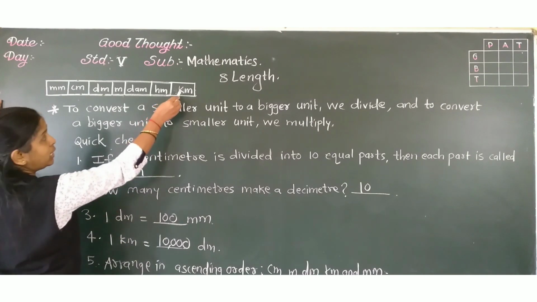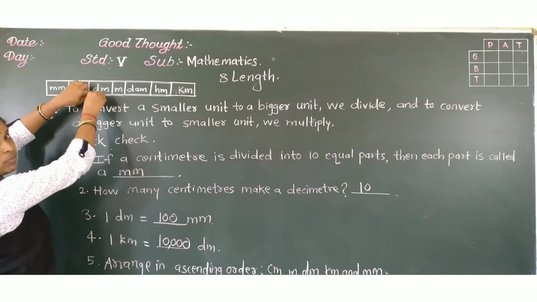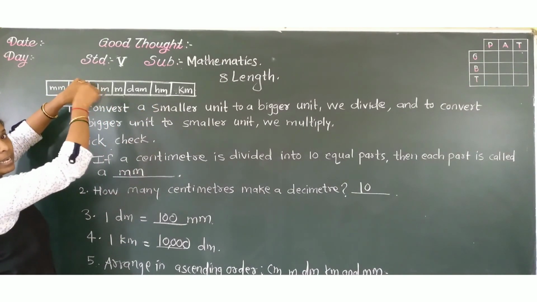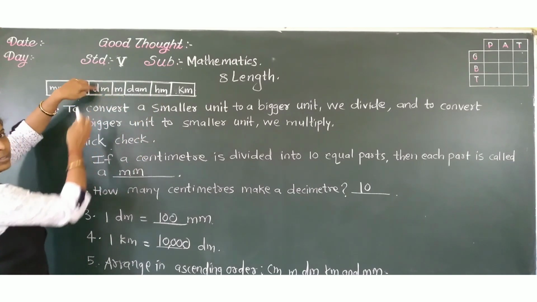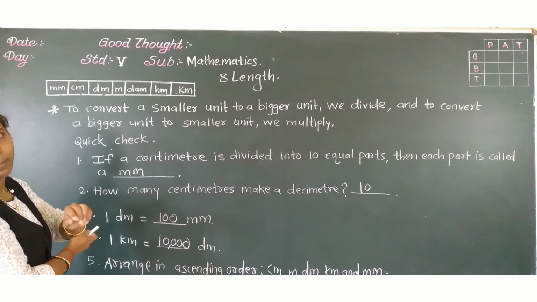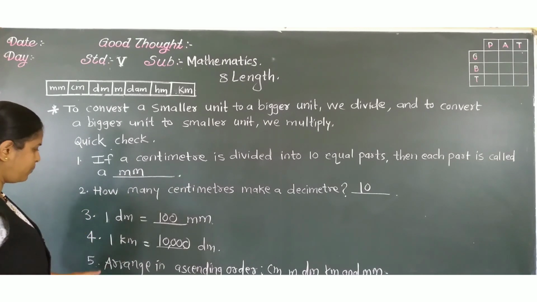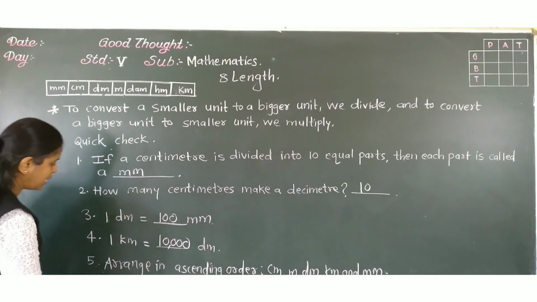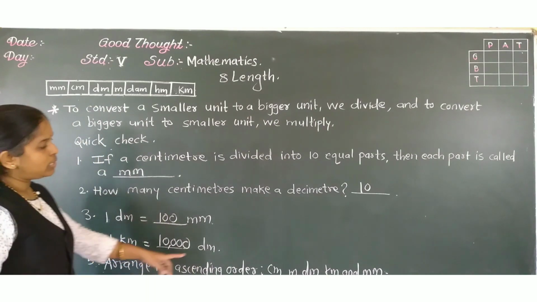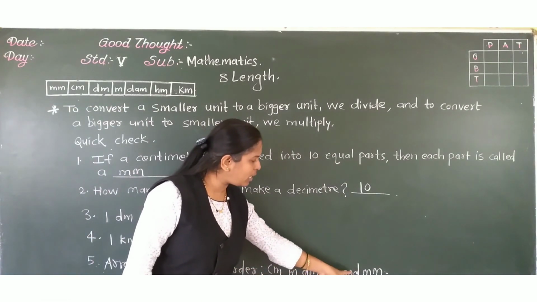How did we get that? We have to convert kilometer into decimeter. That means we have to go on multiplying by 10. So 10 into 10 into 10 into 10. 4 times we have to multiply by 10. The answer is 10,000. Now arrange in ascending order. We have to arrange these in ascending order: centimeter, meter, decimeter, kilometer and millimeter.